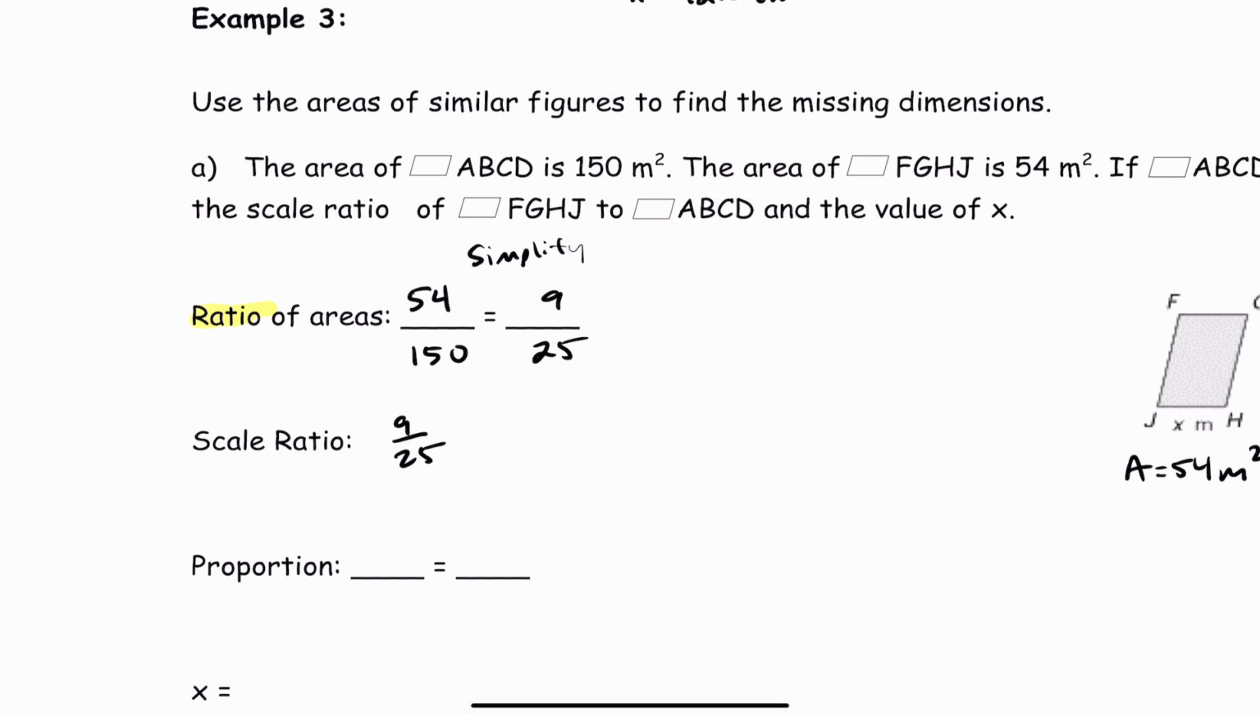In order for you to find the scale ratio given the ratio of areas, first of all, you need to make sure that you simplify, okay? So that's 9 over 25. Now, I can convert this two-dimensional ratio into a one-dimensional ratio by taking the square root of the top and bottom part of this fraction. What's the square root of 9? 3. What's the square root of 25? 5. So that is our scale ratio.